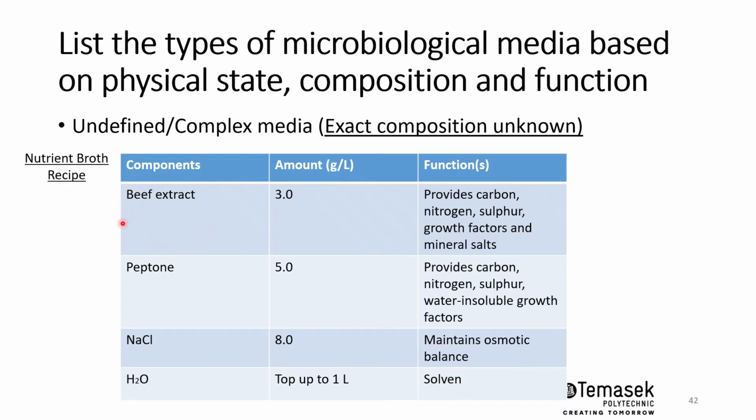This could actually provide you with carbon, nitrogen, sulfur, and so on, the different growth factors. We will not be able to know the exact quantity of them. Okay, same for peptone. Peptone also contains these natural products that contain different sources of carbon and also macronutrients essential for microbial growth.